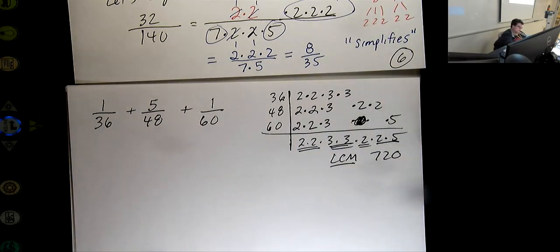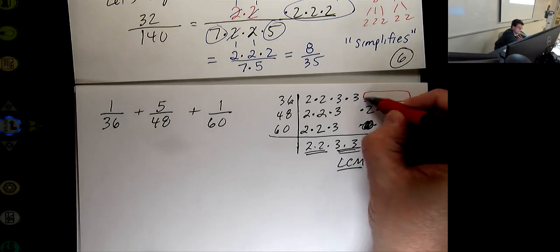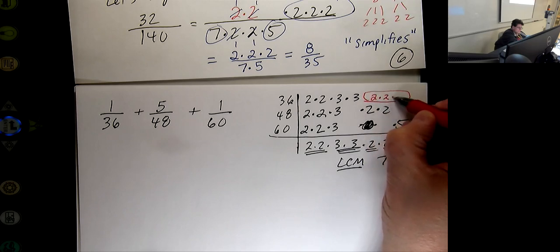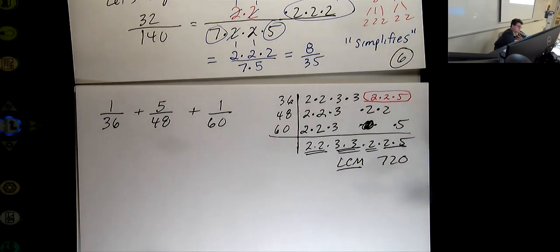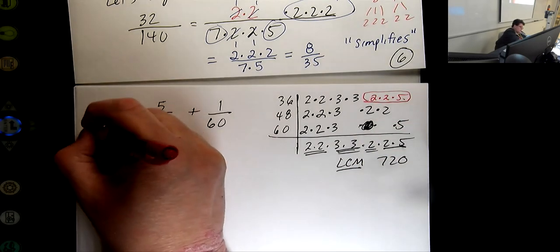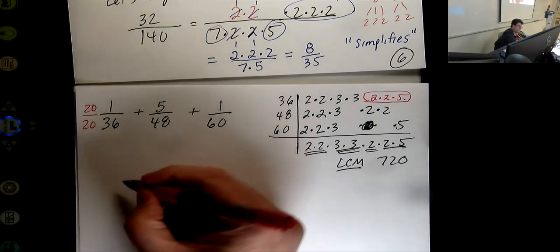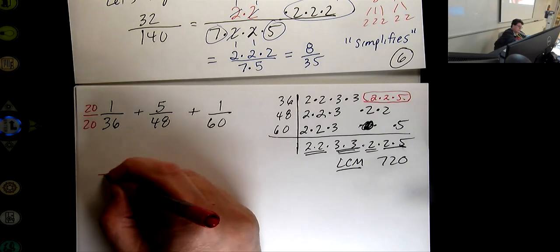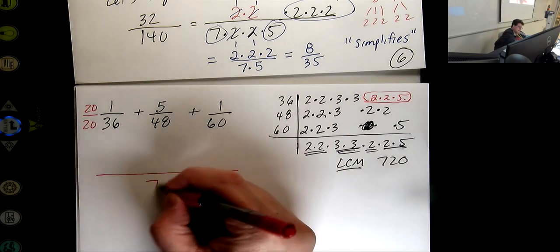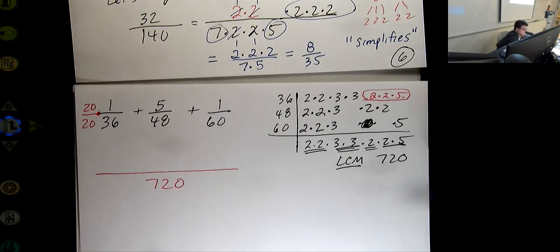The question is, what do I have to multiply by? The 36 is missing these values: 2 times 2 times 5. 2 times 5 is 10, times another 2 is 20. This one is missing 20 over 20. Wait, what do you mean by that? If I want to get a common denominator of 720. Oh, you mean by multiplying? Yeah. So I'm going to multiply by 20 over 20.